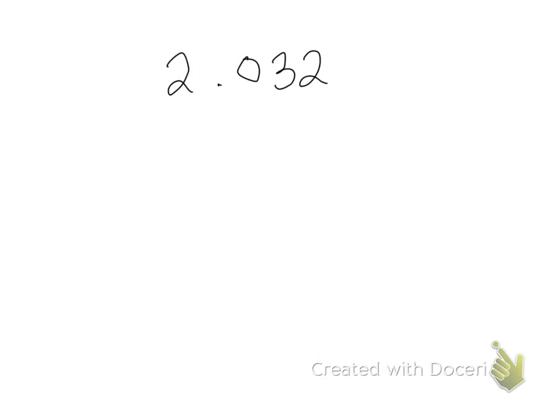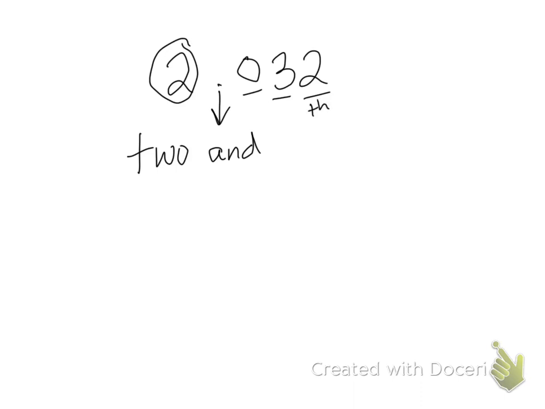Now let's say I want to write this number with words and as a mixed number. Let's write it with words first. We divide it up. We have 2, and. Then we have the number and the place value. Since I have 1, 2, 3 place values, I know this is the thousandths place value. So I would say this is 2 and 32, and then I say the place value, thousandths.